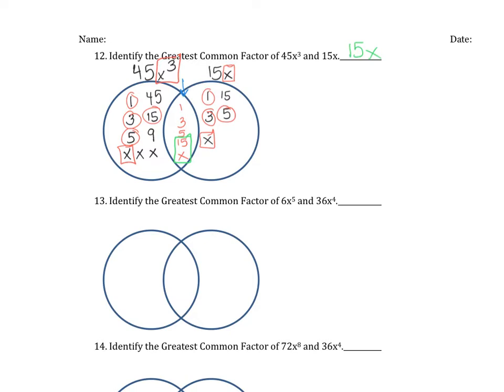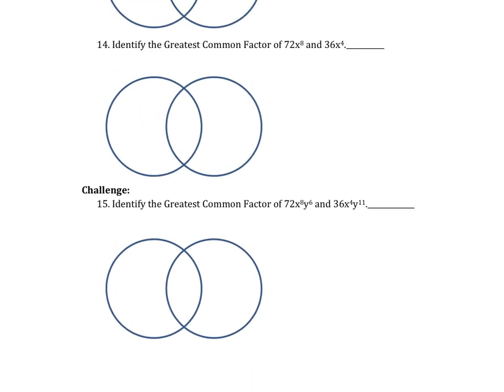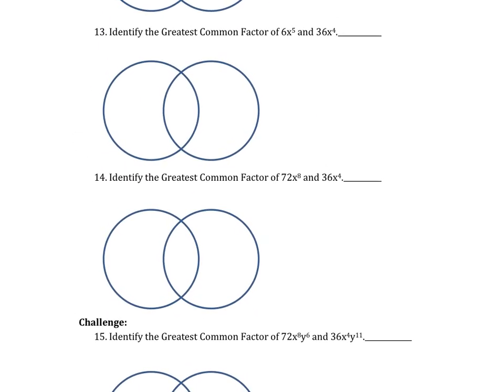Okay? All right, now I'm going to go ahead and do 13. And then you're going to try and do the next 2 on your own. Okay? So on top, I want you to write 6x to the 5th. And then 36x to the 4th. Then you're going to come down and do the same thing. So 1 and 6, always 1 times the number, and 2 and 3. But now we have x to the 5th. So now in my circle, I'm going to write 5 x's. 1, 2, 3, 4, 5.